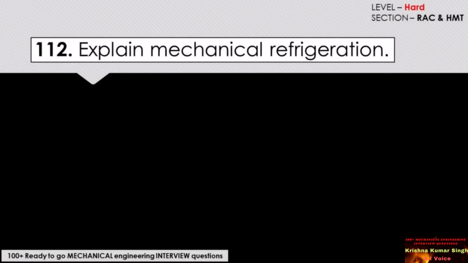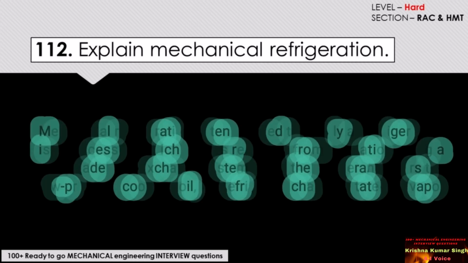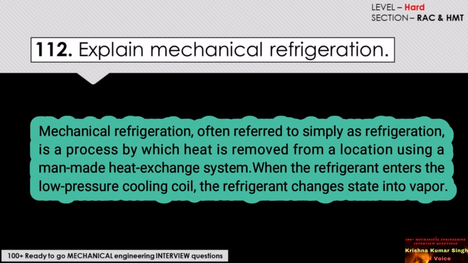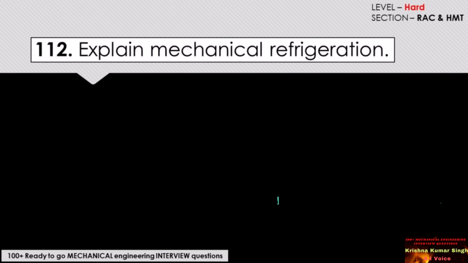Explain mechanical refrigeration. Mechanical refrigeration, often referred to simply as refrigeration, is a process by which heat is removed from a location using a man-made heat exchange system. When the refrigerant enters the low-pressure cooling coil, the refrigerant changes its state into a vapor and absorbs heat.